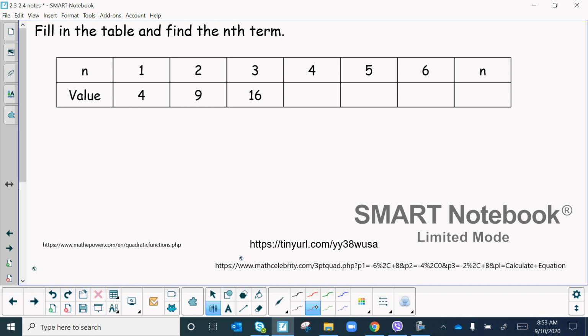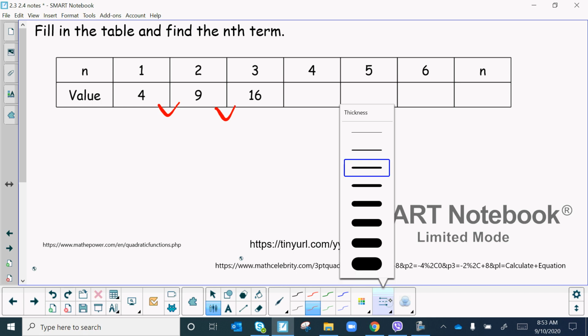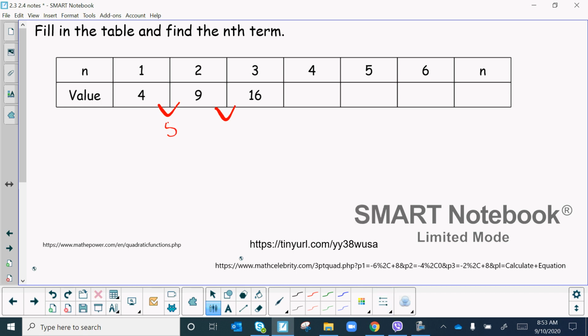So we have this pattern. It's clearly not going up by the same amount. This one increased by 5, and then it increased by 7. So it's not linear. It's not a constant increase.